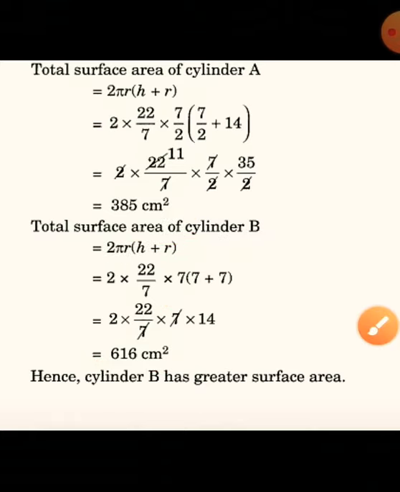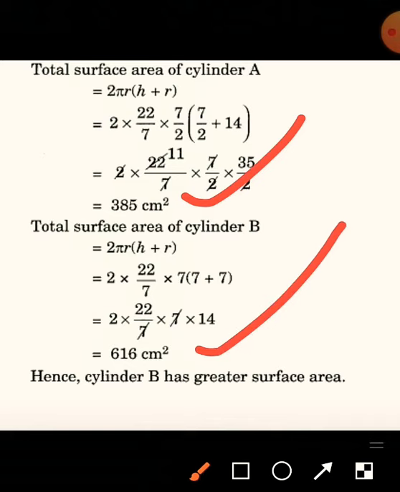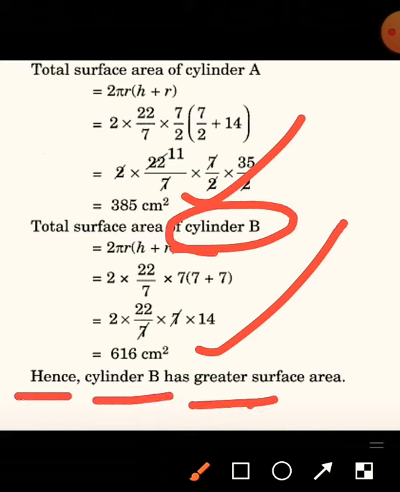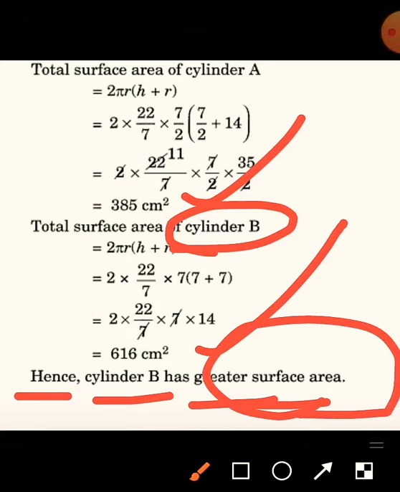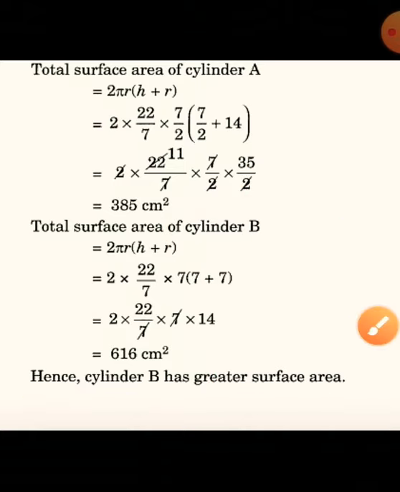So now we have got both the surface areas. First one is 385, next is 616. Compare both. If you compare both, again cylinder B has the greater surface area. So hence cylinder B has greater surface area. So in both cases, cylinder B has greater volume and also greater surface area. So this was the solution part of question number 2. Hope you understood.